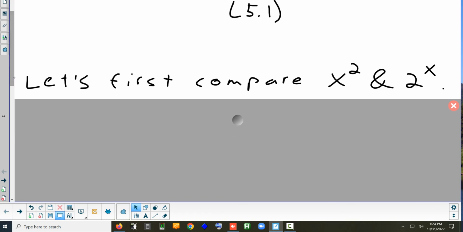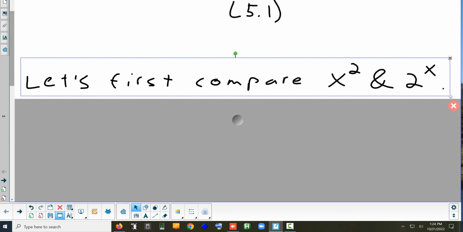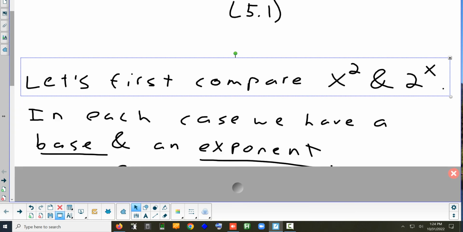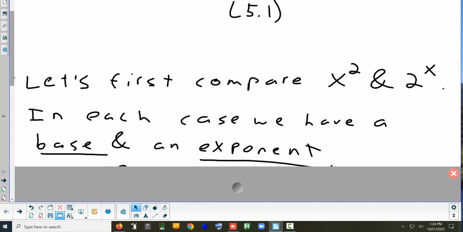So first thing, I just want to look at these two expressions. One of them says x squared, and the other one says 2 to the x. In each one of them, there's something called a base, and then there's something called an exponent. Let's look at the one that I just circled first.